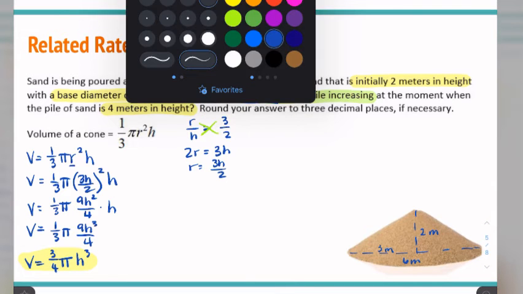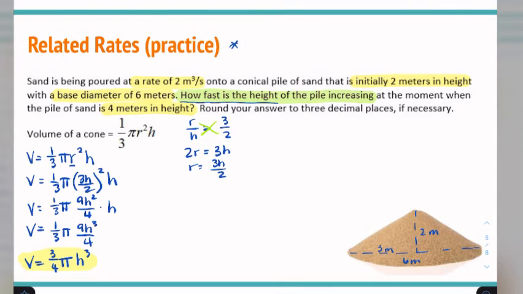Now I can go and do my derivative. So dV/dt is going to be, when I multiply this, 9/4 pi h squared dh/dt. And now I can go and plug in everything that I know. So I know that dV/dt is going to be 2 meters cubed per second.